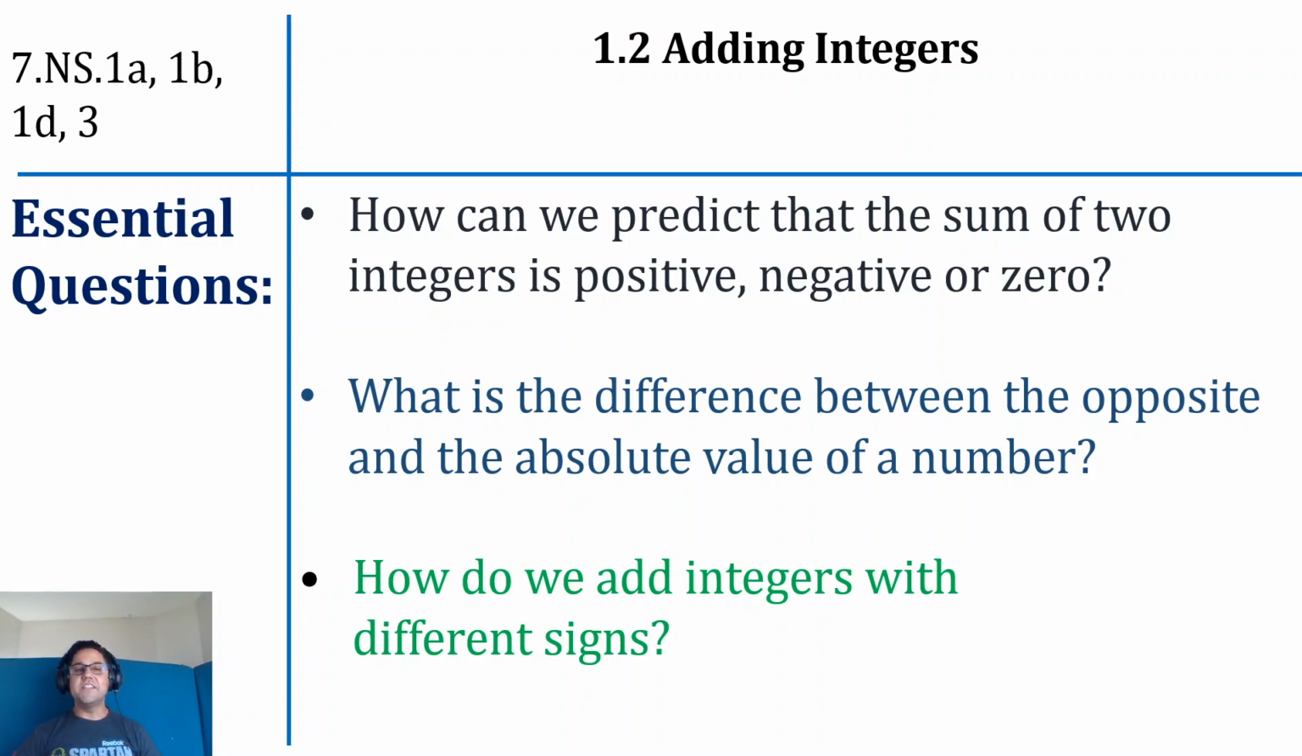So the first essential question that we're talking about is, how can I predict that the sum of two integers is positive, negative, or zero? So throughout our discussion, we'll come up with some guidelines to help us out. Second question, what is the difference between the opposite and the absolute value of a number? Remember, we just talked about absolute values in lesson 1.1, and maybe you already know what opposite is, so we'll talk more about that as well. And then, how do we add integers with different signs?